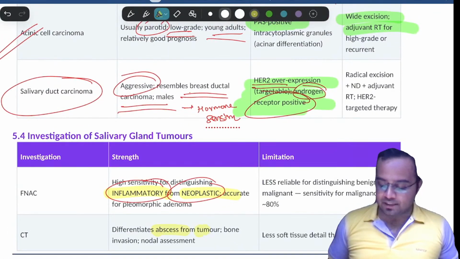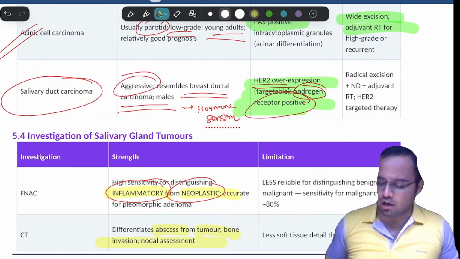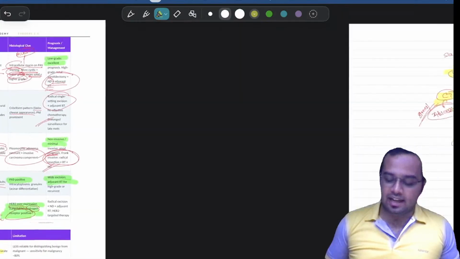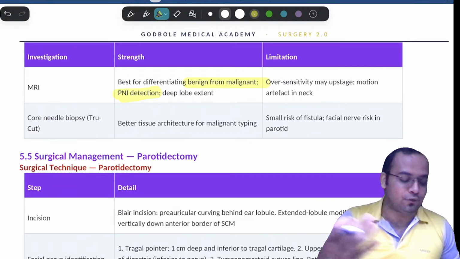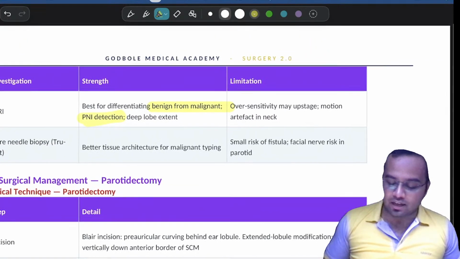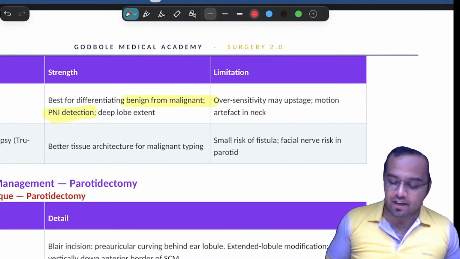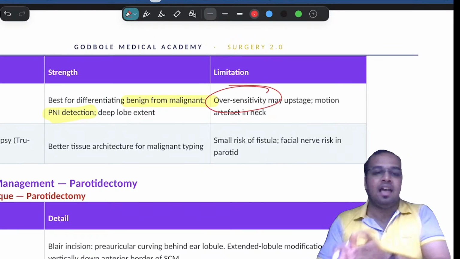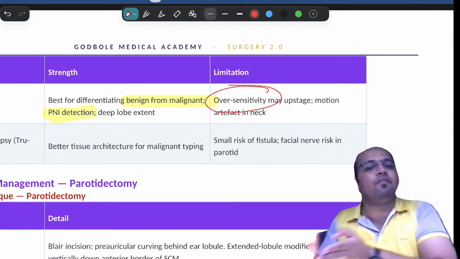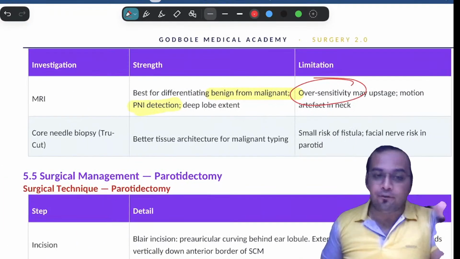CT will differentiate abscess from the tumor or even bone involvement, but it has less soft tissue detail than MRI. MRI is going to tell you about the benign from malignancy and it can also detect the perineural invasion. So MRI is for nerves, and it might also have an oversensitive attitude. So many times radiologist will tell you about oversensitivity. कि अगर वो benign borderline लग रहा है फिर भी will report it as malignant sometimes. So you have to keep that in mind.